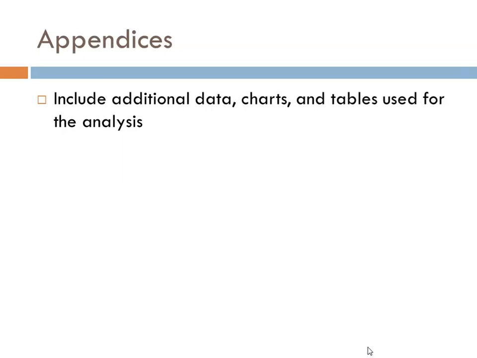Then appendices: if you want to give additional information apart from this, like additional data, some charts, tables used for data analysis, then you can include them, or you can skip. That depends on you.